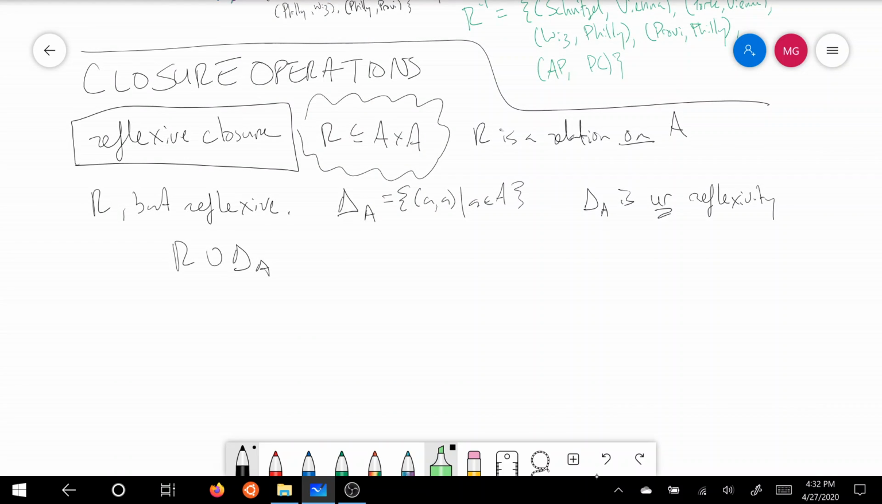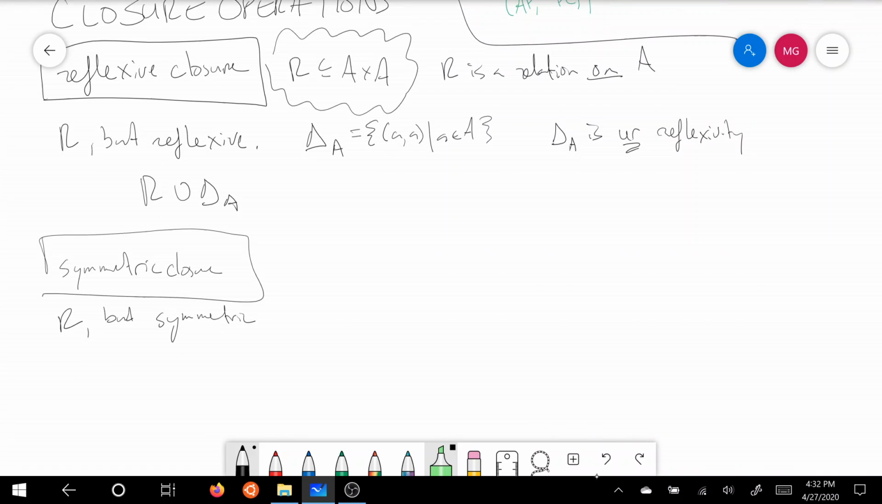Okay, next one. Symmetric closure. R, but symmetric. Okay, this one's not too bad either. R union R inverse. Because if R inverse is the thing that swaps the two sides, this says, hey, if a R b, then b R a.